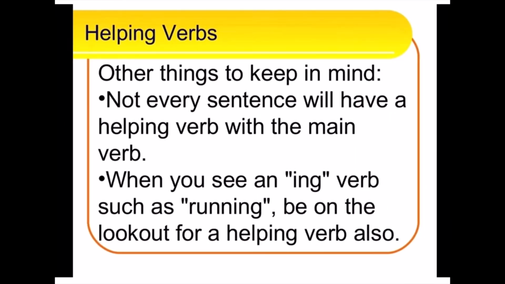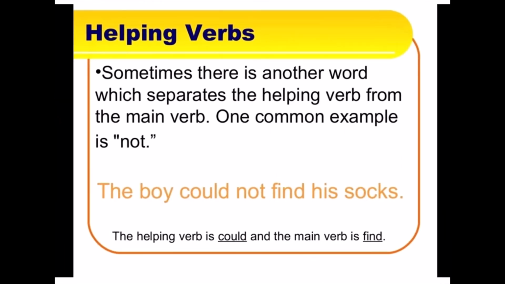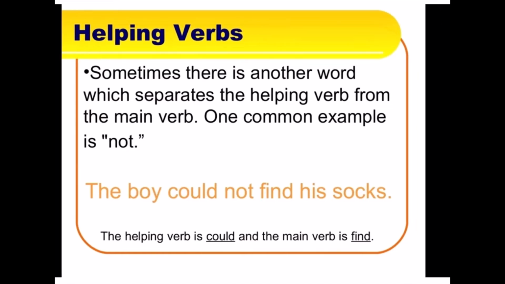Not every sentence will have a helping verb with the main verb. When you see an ing verb such as running, be on the lookout for a helping verb also. Sometimes there is another word which separates the helping verb from the main verb. One common example is not. The boy could not find his socks. The helping verb is could and the main verb is find.